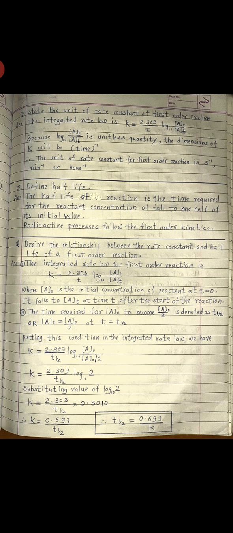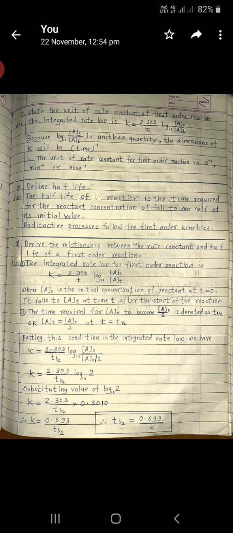Radioactive processes follow first order kinetics. Now the derivation: derive the relationship between the rate constant and half-life of a first order reaction. This is a very important derivation. The half-life of a first order reaction is independent of the initial concentration of the reactant.